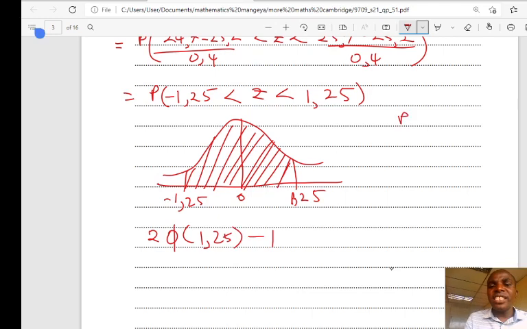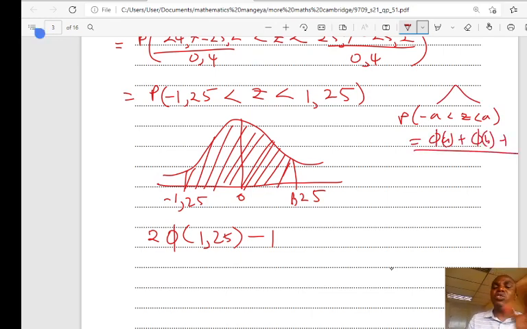So the probability that Z lies between a positive and a negative number, these are the same, right? Usually we say phi of A plus phi of B minus 1. That's the probability that Z lies between a positive and a negative value. Since they are the same, phi of A, it will be 2 phi of A minus 1.